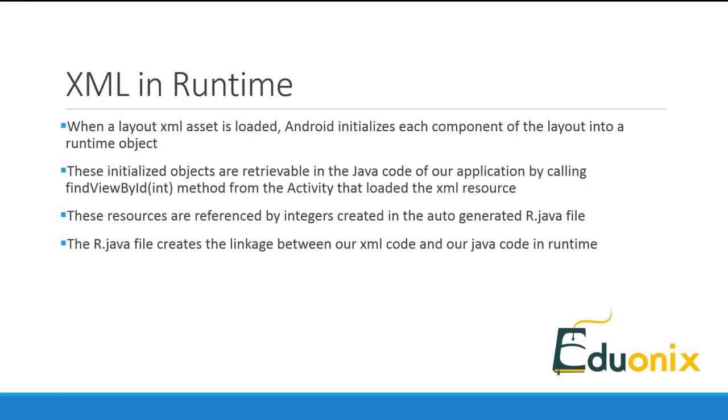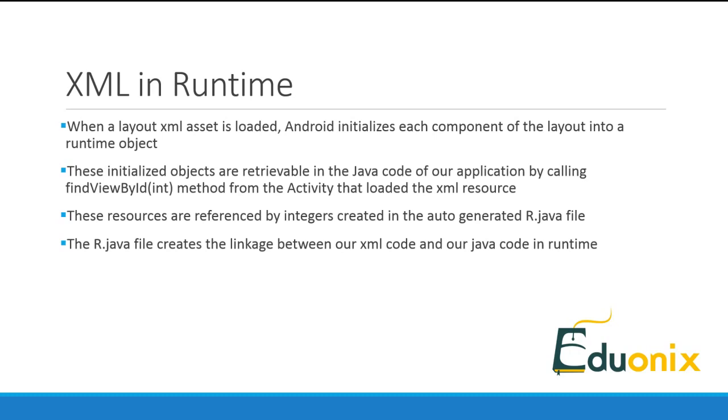When a layout XML asset is loaded, Android initiates each component of the layout into a runtime object, which in most cases would be some type of view like a text view or a button. Once these objects are initialized, we can retrieve them in our Java code by calling the method findViewById, which receives an int as a parameter. This will normally be done in our activity class, but must be done after the XML resources have been loaded.